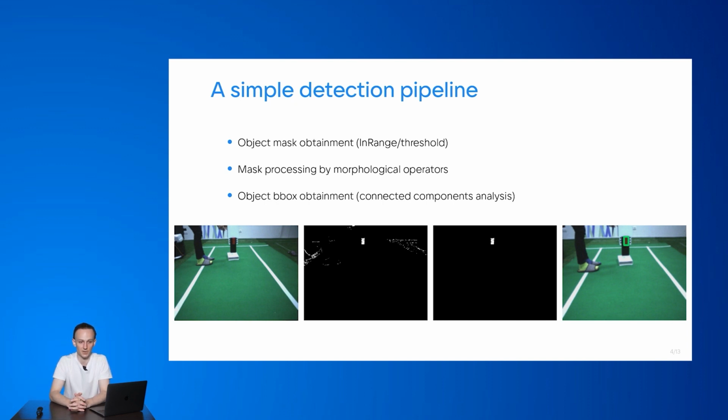After we have obtained this mask, we have to process it. We have to get rid of the noise and all the extra objects that do not correspond to a real basketball.